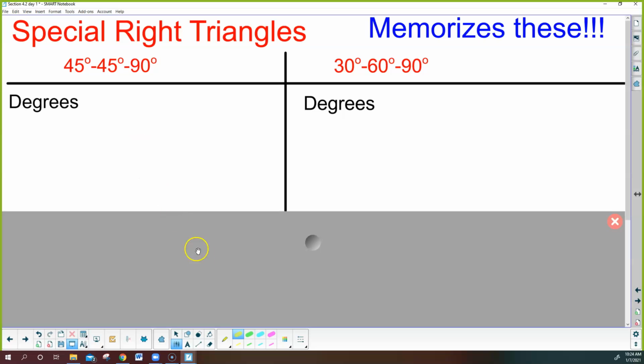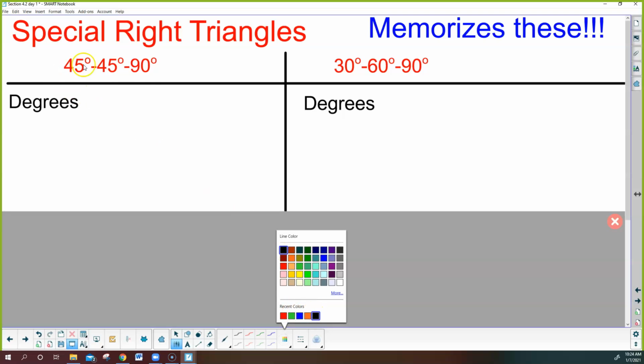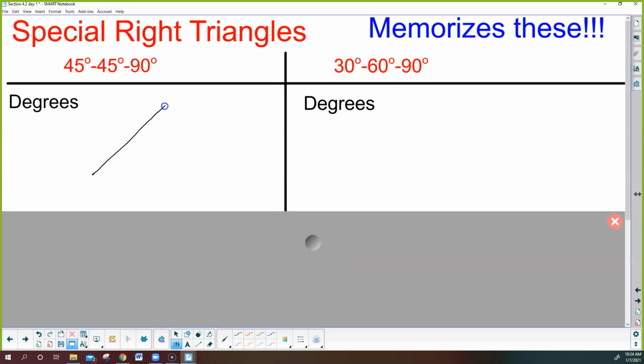So what we want to do is start off with a special right triangle. And we have two of them. We have the 45-45-90 triangle or the 30-60-90 triangle. And it doesn't matter how you draw your picture. But we want to start off with the 45-45-90.